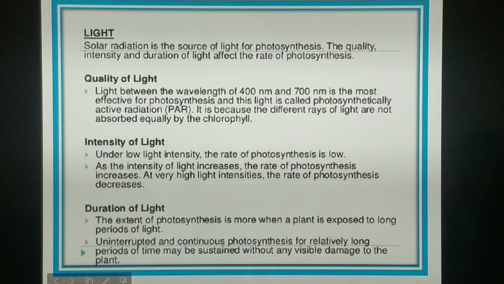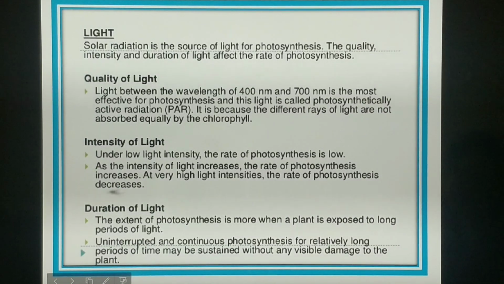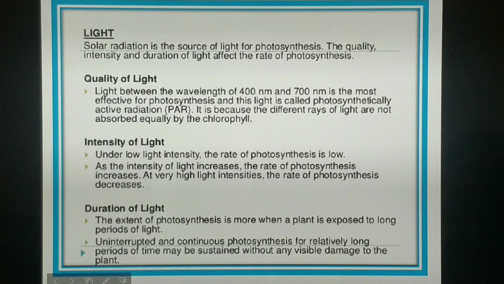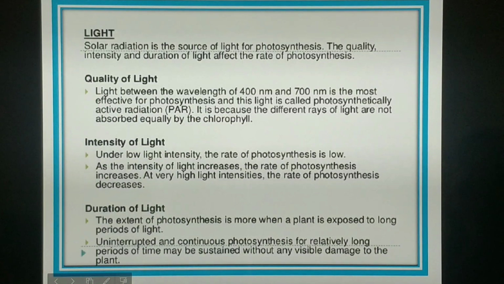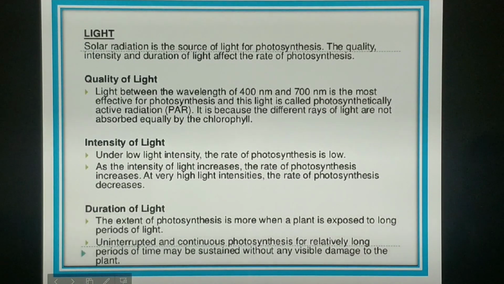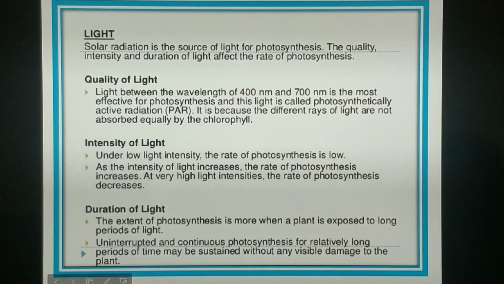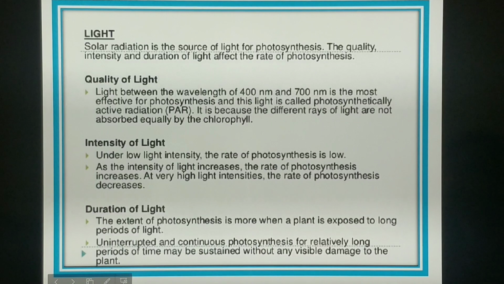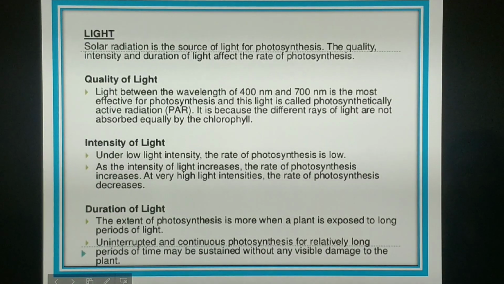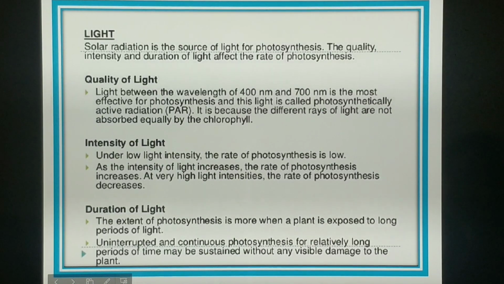Light between the wavelengths of 400 nm and 700 nm is the most effective for photosynthesis, and this light is called photosynthetically active radiation. It is because the different rays of light are not absorbed equally by the chlorophyll. This I had shown you in the previous session. Next we'll see intensity of light.